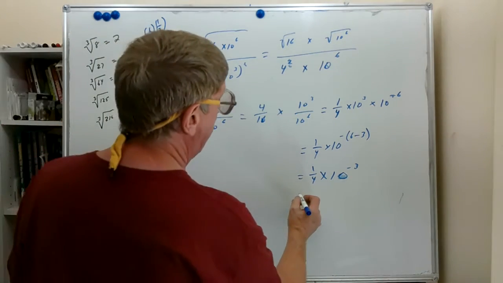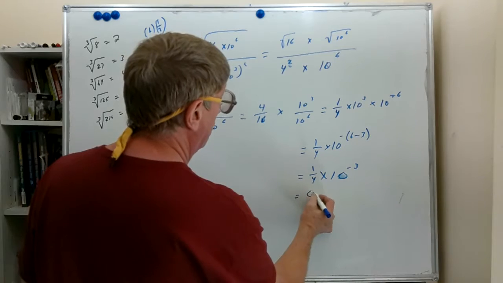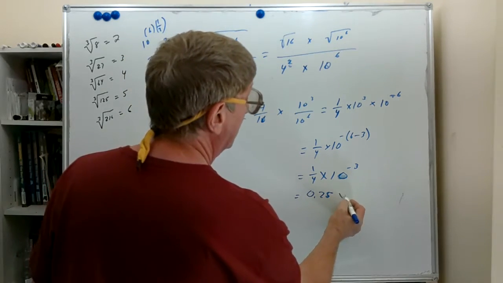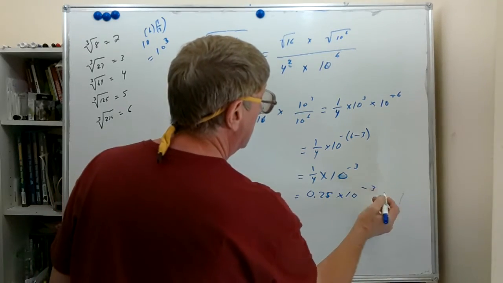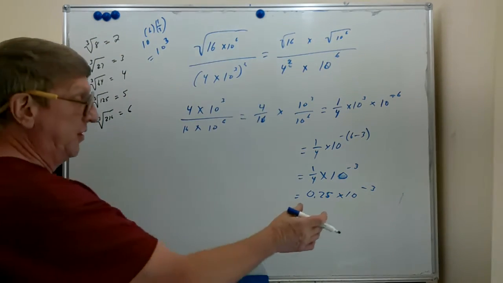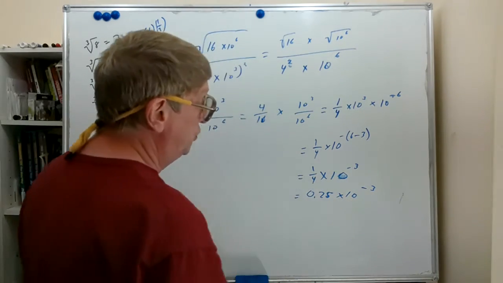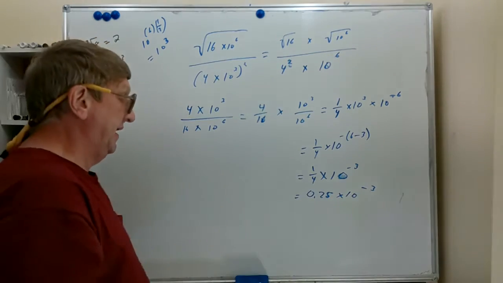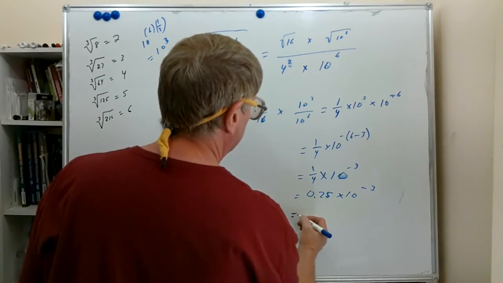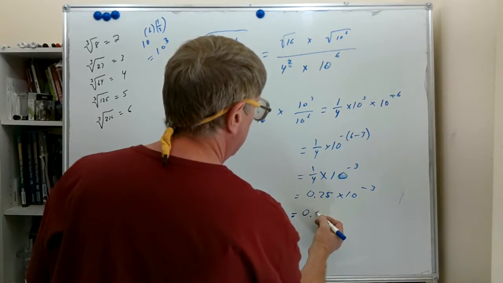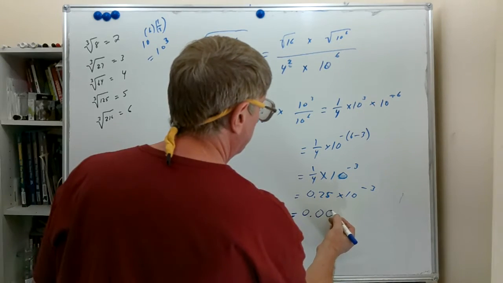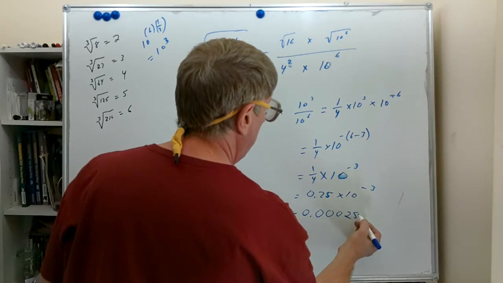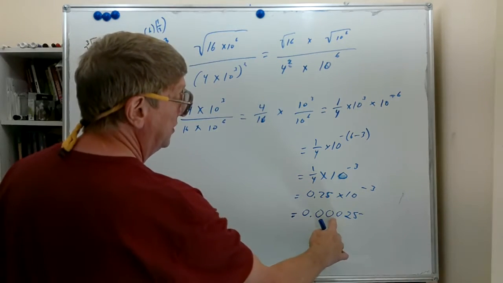Now we could rewrite that. We could go 1/4 is 0.25, 25 hundredths times 10 to the minus third. Now if we wanted to write that out as just a decimal without the power of 10, we'd have to move our decimal place 3 places to the left, because that's what the negative 3 indicates. So we'd end up with 0.00025. Our decimal place started right here. We'll move 1, 2, 3.